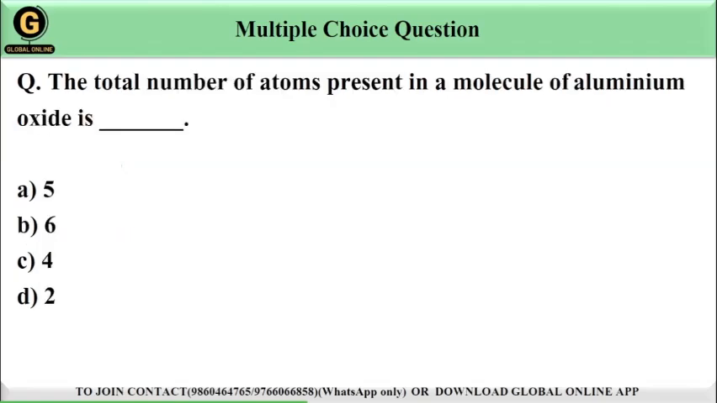The total number of atoms present in a molecule of aluminum oxide is dash dash. We have options here: option A, 5; option B, 6; option C, 4; and option D, 2. The chemical formula of aluminum oxide is Al2O3. This molecule contains 2 aluminum atoms and 3 oxygen atoms, making a total of 5 atoms. So the correct answer will be option A, 5. Let's move to the next question.